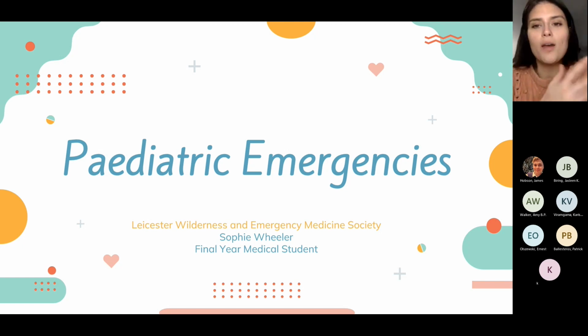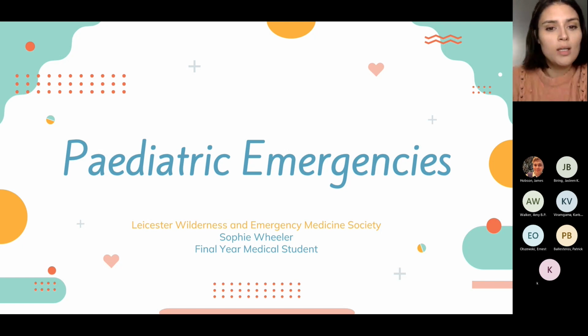Obviously it's not going to cover every single emergency that you would encounter in paediatrics. It's just covering the core ones that I think are important, that you see come up a lot in exams and in the department itself. It's also not going to cover absolutely every aspect of every disorder, but I'll do my best to give you the key points, and I've given you some resources at the end so that you can go away and do a bit more research yourselves.